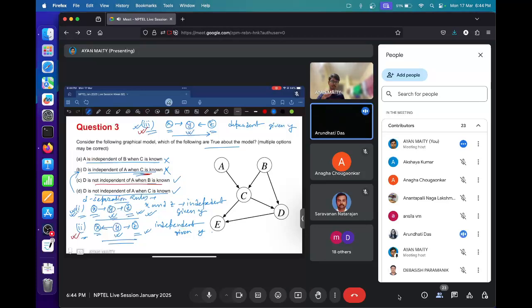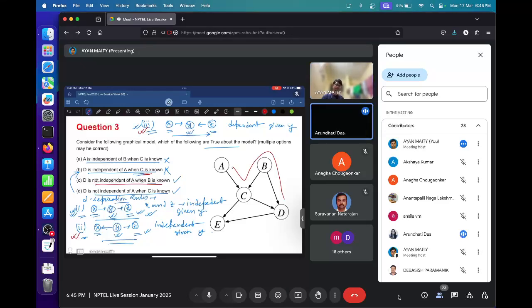You have D, marked it as wrong. D is no. You have to find out for every path. This was one path which was blocked. Obviously, because of C, this path was blocked. But I analyzed the other path. This one is another path. If you can find out at least one path that is not blocked, then they cannot be independent.